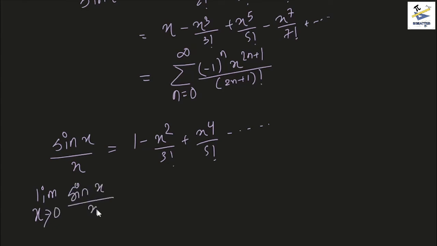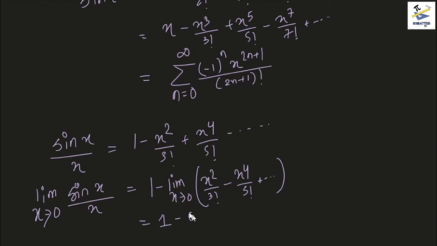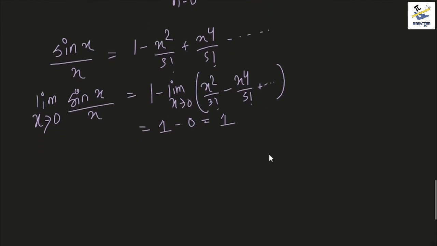So if you had to apply the limit to both sides of this equation, sin x by x would be 1 minus the limit as x tends to 0 of x square by 3 factorial minus x to the power 4 by 5 factorial, and so on. It would be 1 minus 0, or it would be 1, right? Okay. So this gives me the result that I wanted to prove, that limit x tends to 0 of sin x by x is 1, and we have seen a few results where we can use it as well. Now let's do a problem.